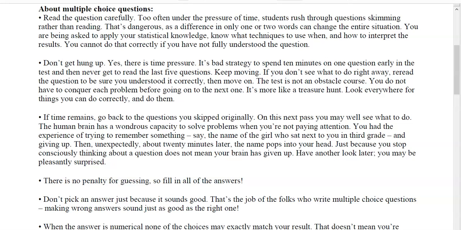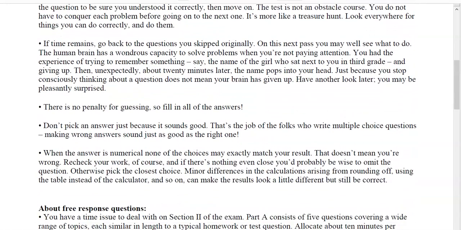You should have plenty of time for multiple choice, though, because you have about 2 minutes and 15 seconds per problem, and a lot of them won't take that long, so you should probably be fine time-wise, but I would skip over the ones that you don't know and come back to them. There's no penalty for guessing, so fill in the answer.